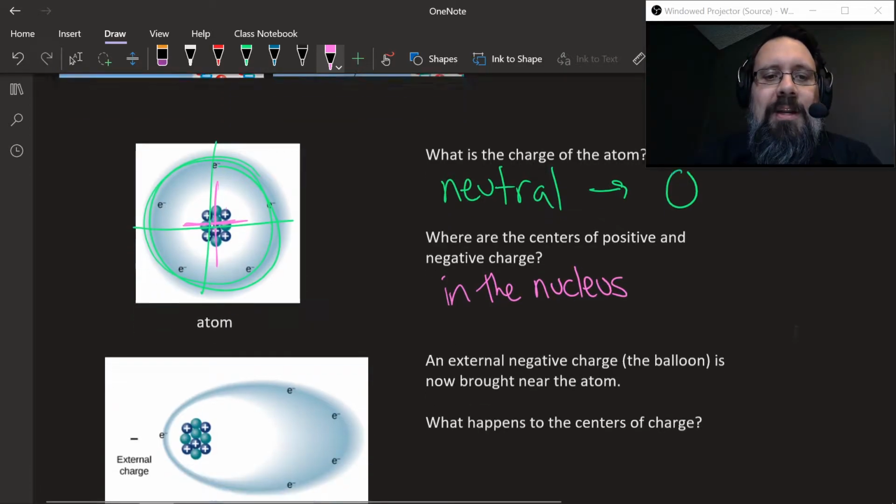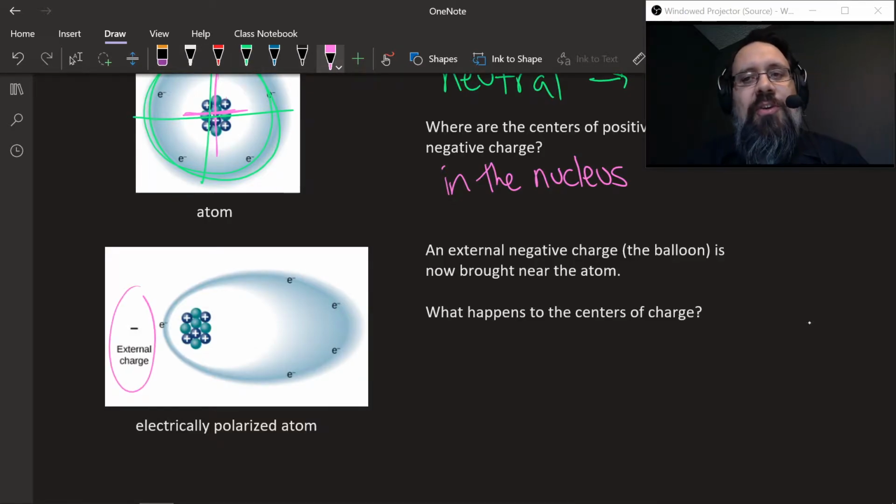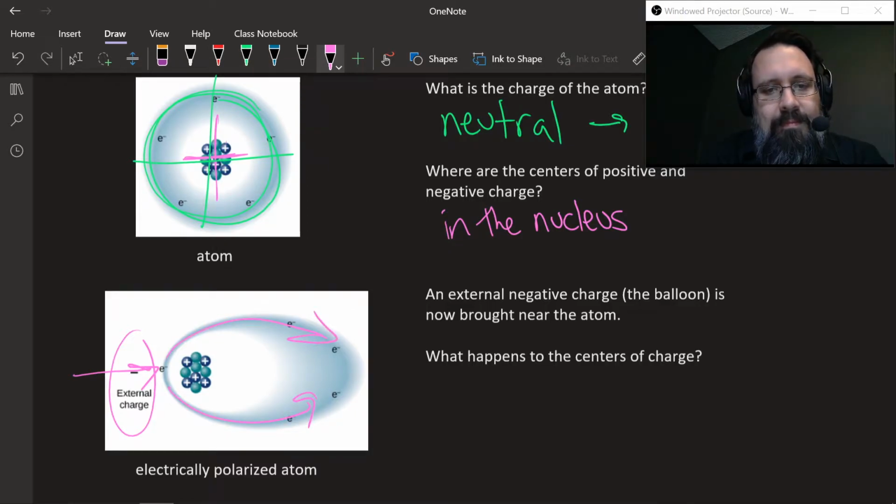But now what we're going to do is bring a negatively charged object, and that would be the balloon, an external negative charge, and we're going to bring it towards the atom. And then look what happens. As that negative charge is brought towards the atom, all those electrons that used to be over here, what happens to them? They're repelled. They end up being pushed and squished over to the other side of the atom.